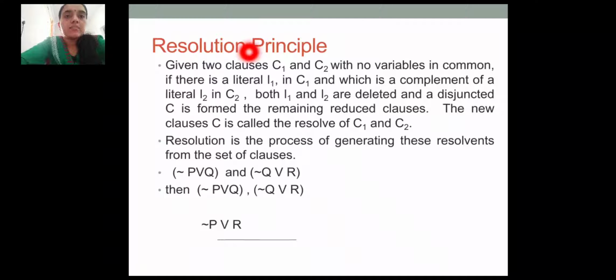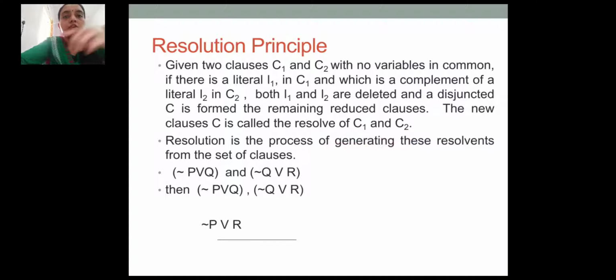Resolution says if there are two clauses with no variable in common, and if there is a literal L1 in C1 which is the complement of a literal L2 in C2, suppose L1 and L2 are the literals in two clauses C1 and C2 and they are complements, then L1 and L2 are deleted and the disjunction C is formed from the remaining reduced clauses. The new clause C is called the resolvent of C1 and C2.